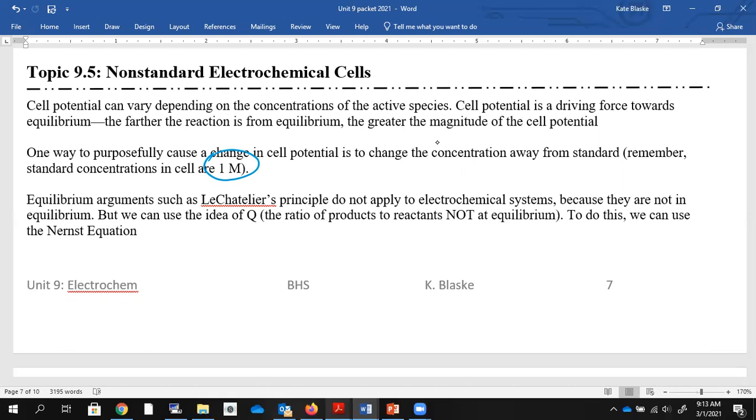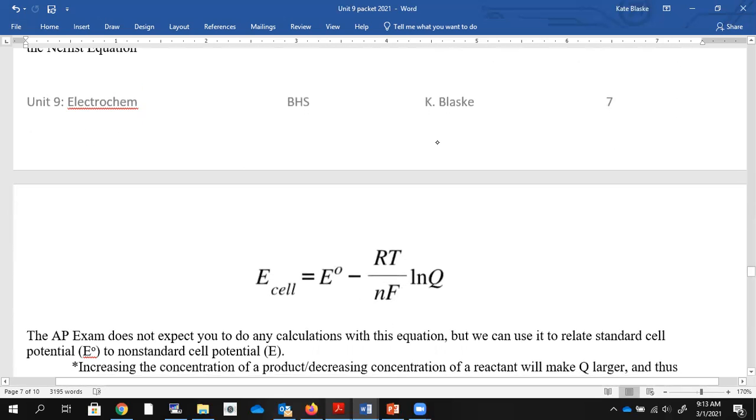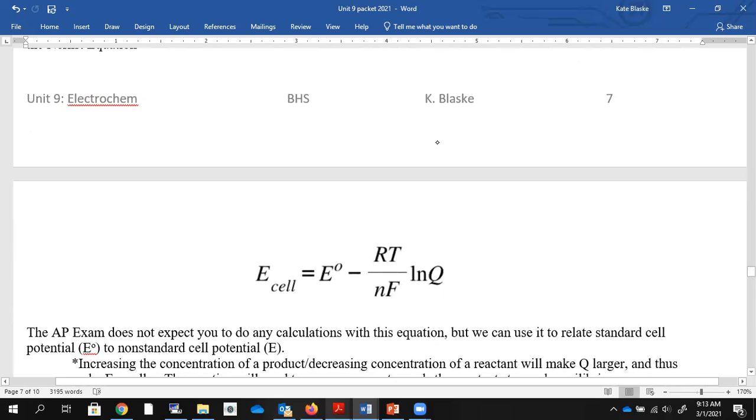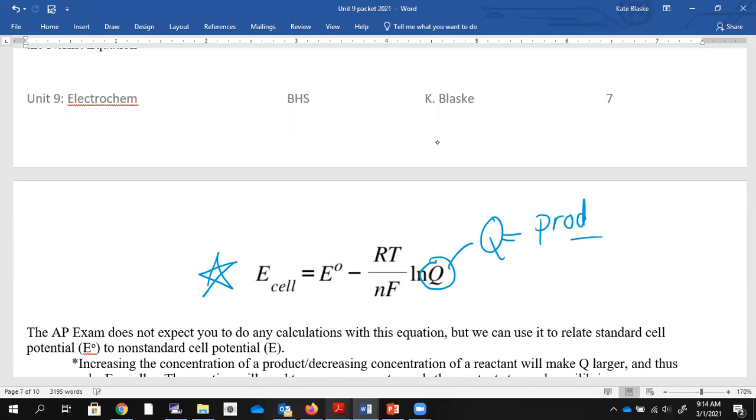So we have this equation called the Nernst equation. Now this is on your equation sheet. It looks big and fat and scary, and it is just basically a combination of all of the other cell potential equations that we know of. But notice that it's got Q in here. So remember that Q relates to K. Q is the ratio of products over reactants when we are not at equilibrium.